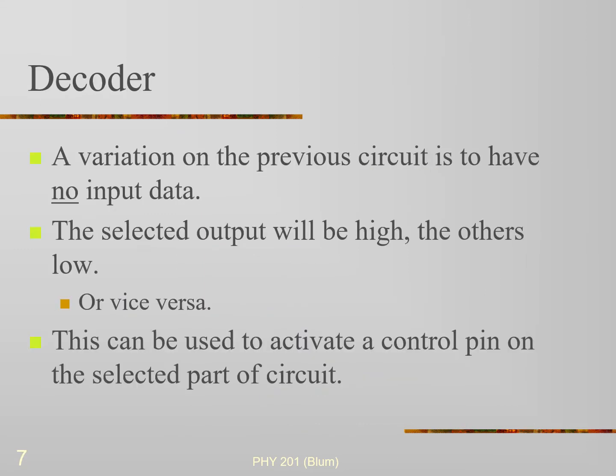A variation on a demultiplexer is a decoder. We take away the data input and just have the select inputs. And so then there are, in this example, 4 possible outputs, and the selected output will be high and the others will be low. So it's not data that gets through, it's just a pure selection process in a decoder.